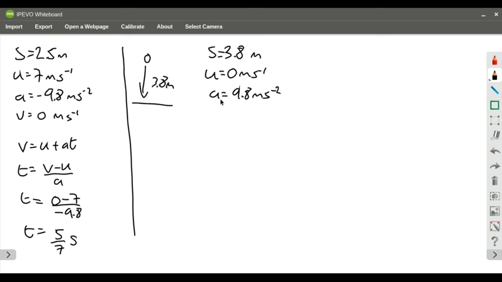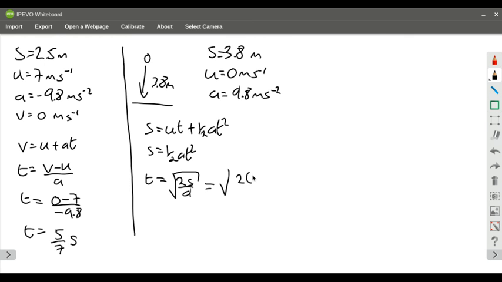And I don't know the final velocity, so I'm going to have to work with s is equal to ut plus a half a t squared, to figure out the t. Now this u is 0, so I can ignore this term, and then I'm going to rearrange this. So I'm going to get t is going to be 2s over a, square rooted. So divide both sides by a, multiply both sides by 2, and then square root. Okay, so it's going to be the square root of 2 times 3.8 divided by 9.8.